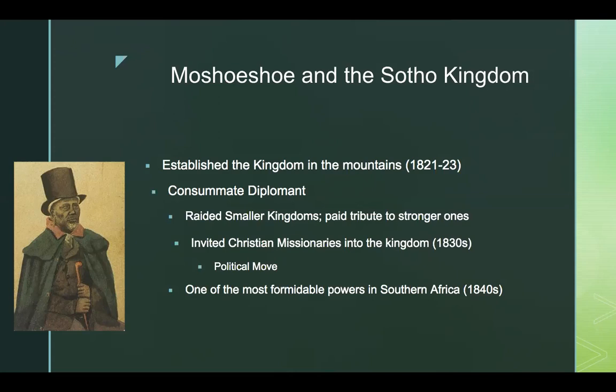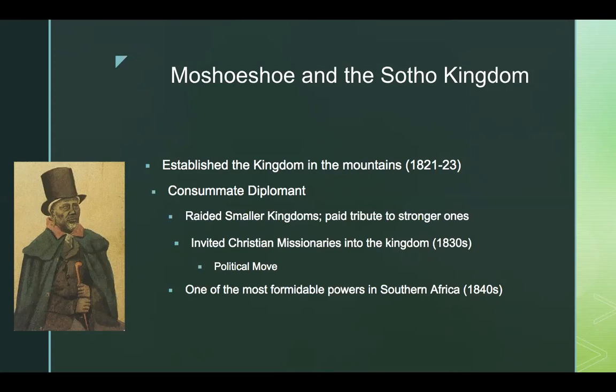So who's Mshweshwe? He was a notorious cattle raider before he was even the king. And during the early years of the Mfecane, in the early 1820s, he established his own kingdom on the slopes of a mountain a little bit further away from Shaka's control, at which point he distinguished himself as a military leader, and the minor chiefdoms and displaced people willingly came under his protection. Now they wanted protection from Shaka's advances, right?